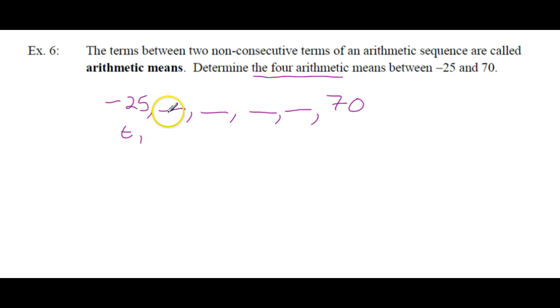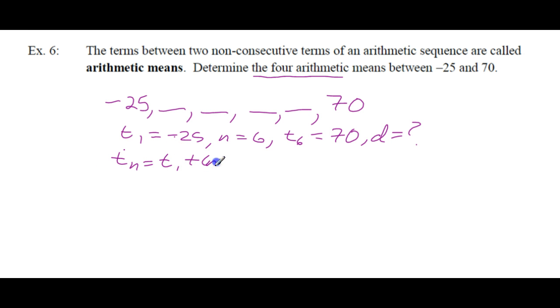So let's take a look at this. This will be T1, T2, T3, T4, T5. This will be T6. So I know T6 and I know T1. So T1 is negative 25. n is 6. I'm going to need 6 terms, right? I've got the 2 ends, and then I want to put 4 in between them, so n is 6. And T6 is 70, and the question is, what's d? Once I know d, if d is like 5, then I'll just add 5, add 5, add 5, and so on. So, formula again.